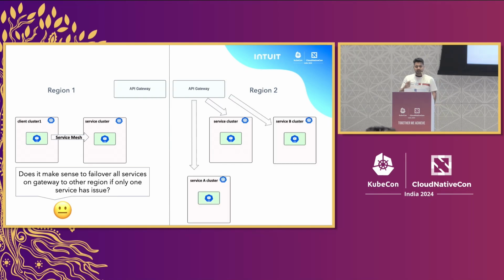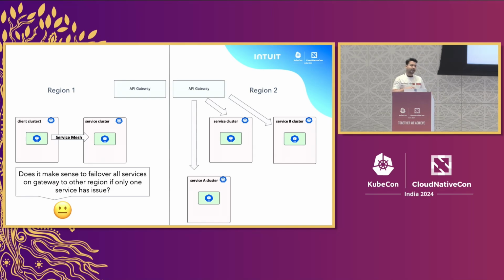That it will start failing over all the services which are onboarded to the API gateway in the other region. Okay, so coming back to that, the problem was that the issue was in one region for our service, right? But instead of failing over just that service, we have done failover for all the services. So the API gateway has done all the failovers, right?